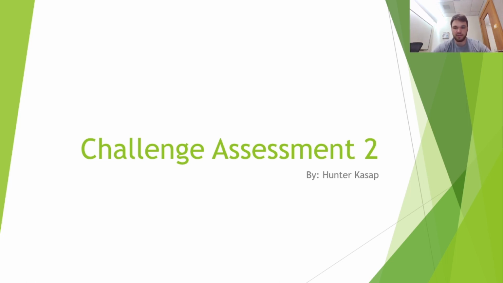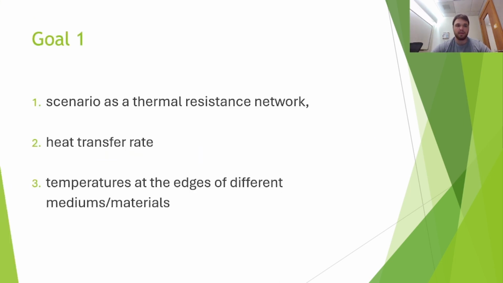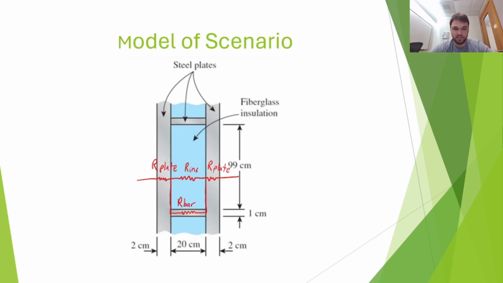This is challenge system 2 by me. There were a couple different goals of it. These are the first ones. The first one's going to be the scenario as a thermal resistance network. The second one's going to be the heat transfer rate of this problem. And the third one's going to be the temperature at the different edges and mediums of the different materials. So this is going to be the modeling of it.